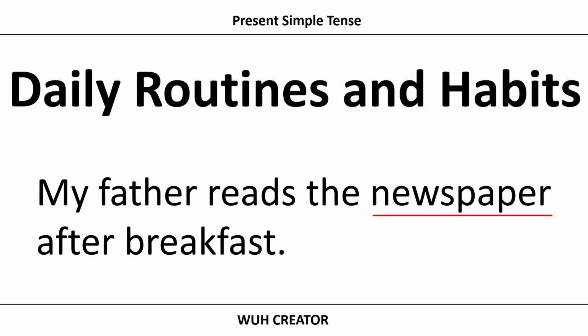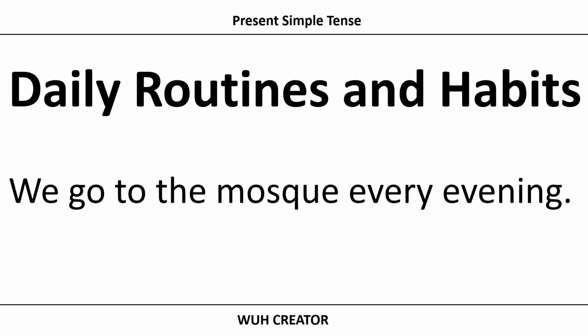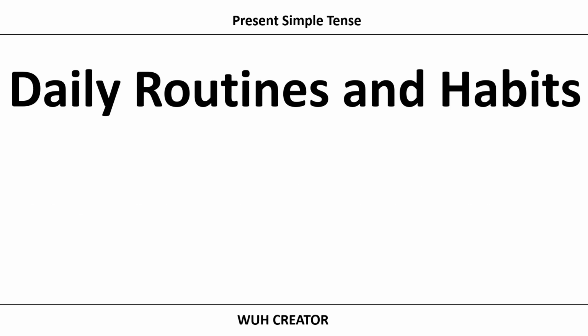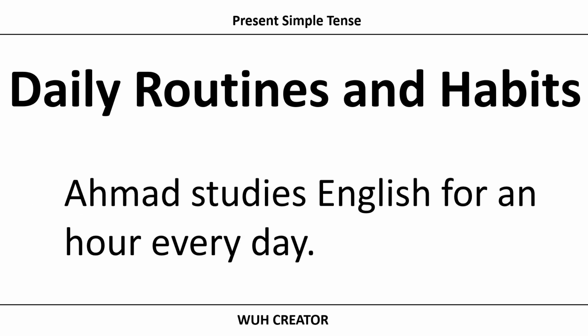The other example is, we go to the mosque every evening. This sentence shows a daily routine because the action of going to the mosque is done regularly every evening. The words every evening tell us that the action is repeated, so we use the simple present tense. The last example is, Ahmed studies English for an hour every day. This sentence shows a daily routine because Ahmed studies English regularly every day. The words every day indicate that the action happens repeatedly, making it a habit or routine.